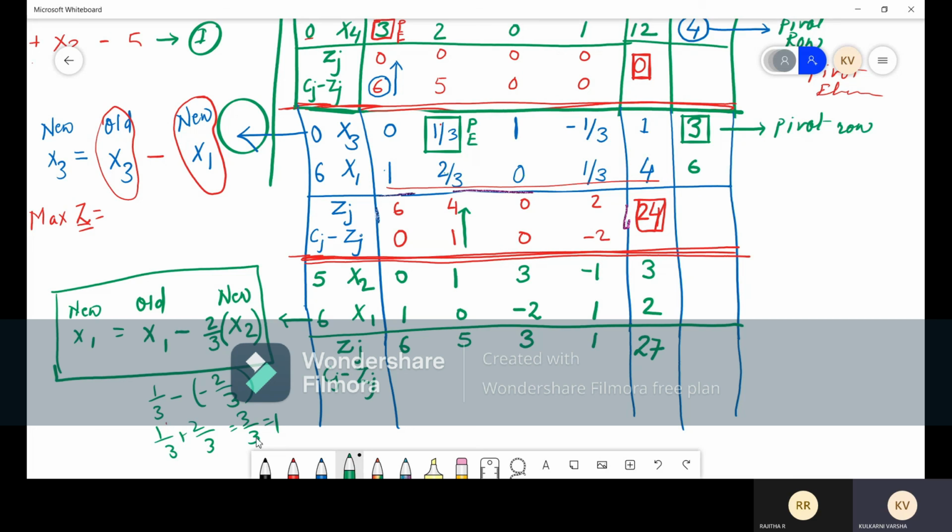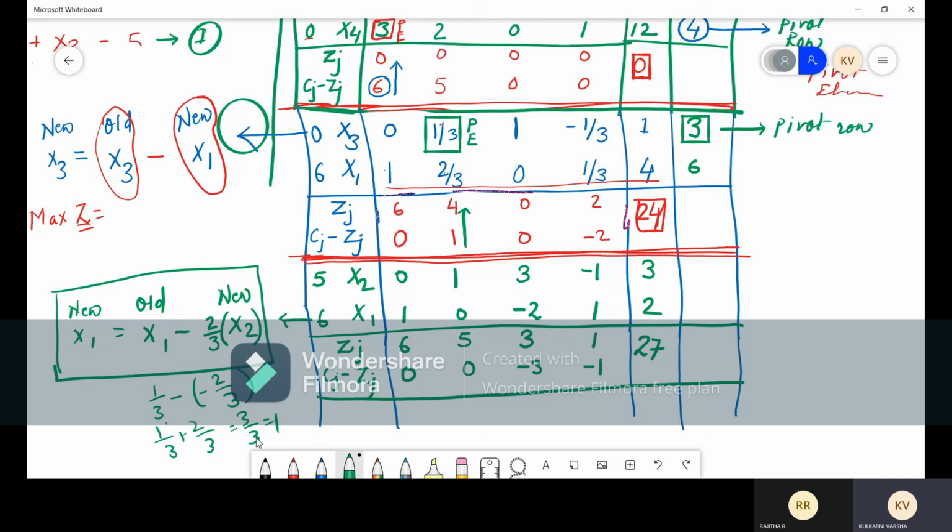Right? Now we got this. What we have to do? Cj minus Zj. So Cj is the top values, right? So 6 minus 6, 0. 5 minus 5, 0. 0 minus 3, minus 3. 0 minus 1, minus 1. Here we don't have to do anything. So this is complete with Cj minus Zj. Now concentrate on this Cj minus Zj value. Do you have any positive value over here? No, ma'am. No. That means what? Terminate. The algorithm is getting terminated.